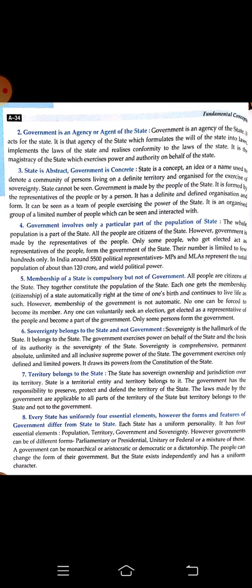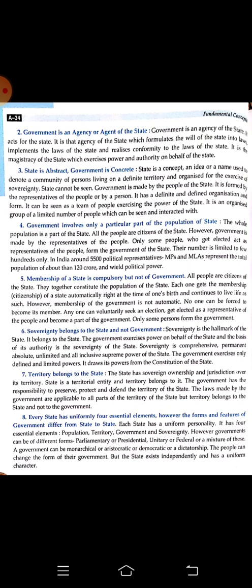Number 5, membership of a state is compulsory but not of government. We are Indians, so this is a membership of a state. Automatically, when we are born, we become a member of that state. Nowhere do we go and register ourselves as a member of India and declare ourselves Indian. Whenever we are born, we automatically become the member of that particular state.